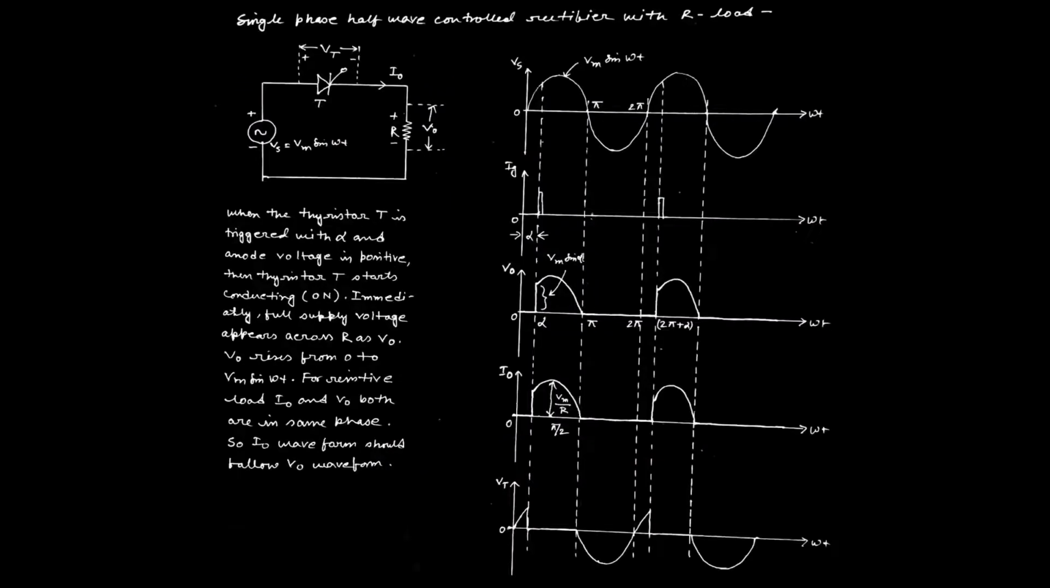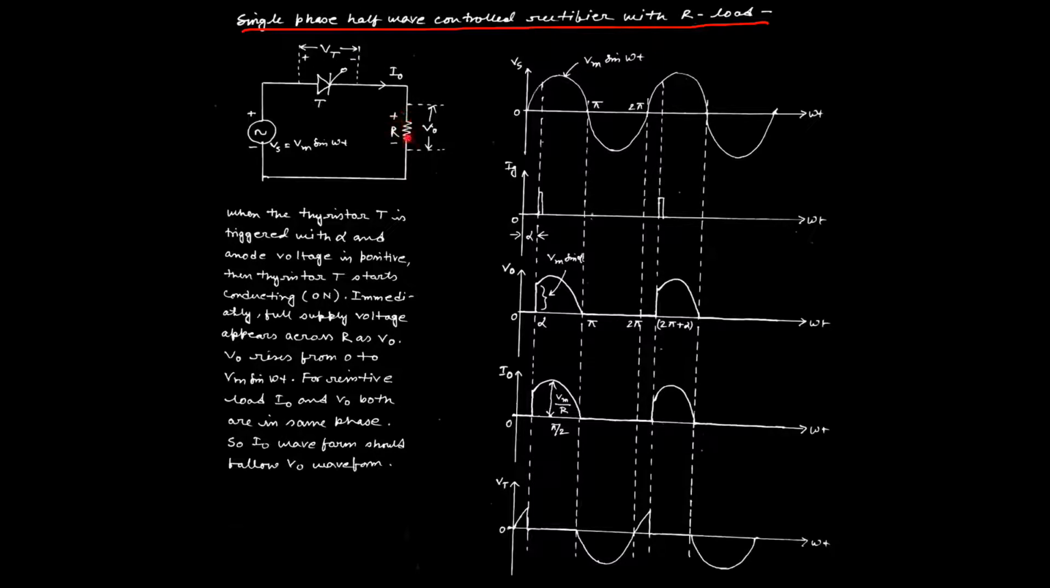The schematic circuit diagram of the single-phase half-wave controlled rectifier with R load is given here. In this circuit, we use an AC supply, as it is a rectifier operation. We all know that it can convert AC into DC, and that can happen by using this kind of circuit. That is why we are using the AC supply here.